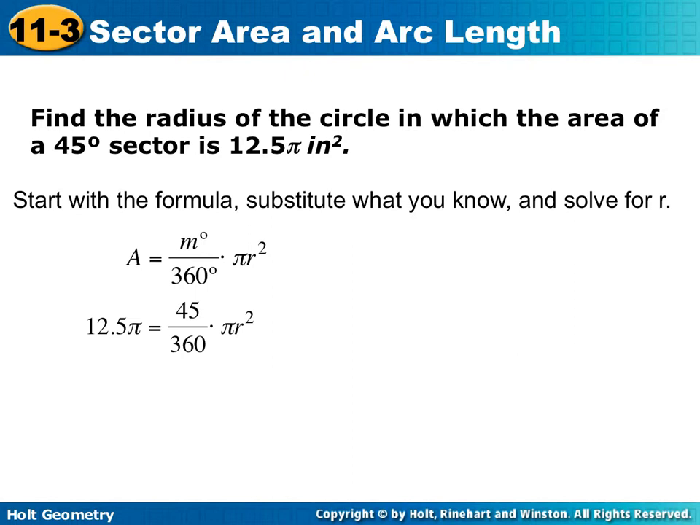Let's divide by pi. Let's get the pi's out of there. And do you want to reduce the fraction? 45 over 360, I think, reduces nicely. It goes like 1/8. All right, so I'm at the point that I have 12.5 equals 1/8 r squared. So how do I get the radius? Well, let's get rid of the 1/8. I like to multiply by its reciprocal. So multiply each side by 8.